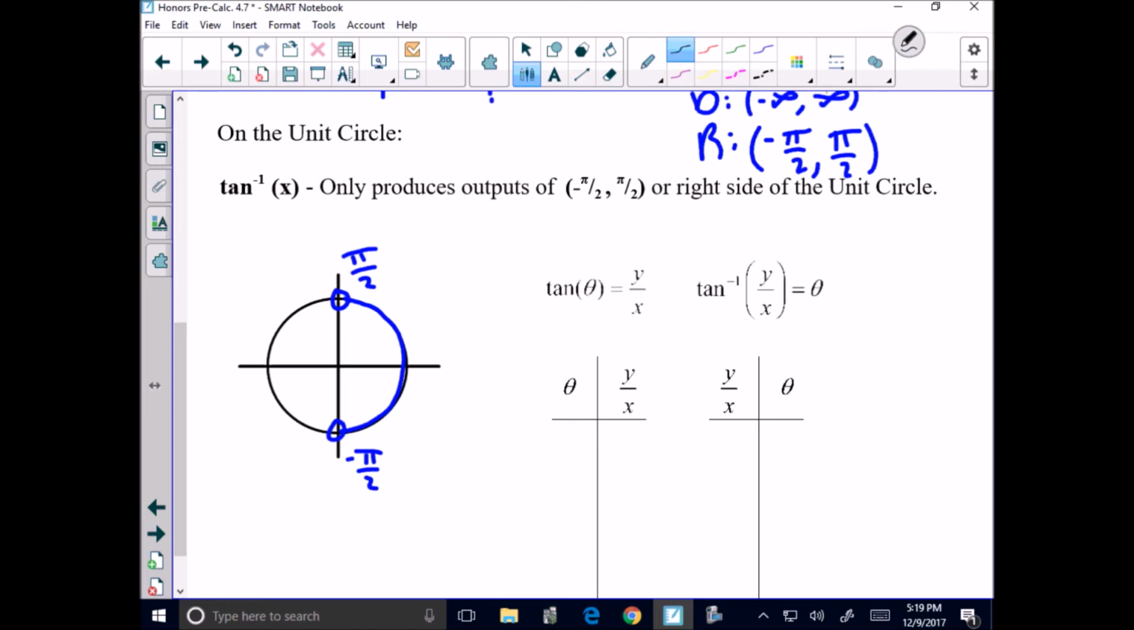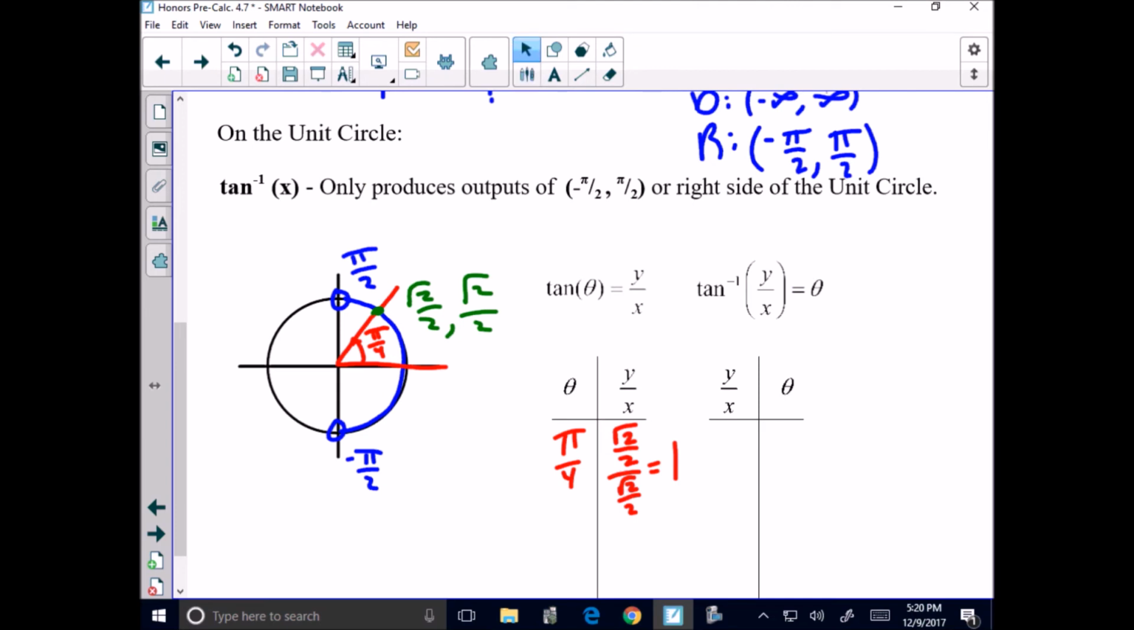So let's go through and evaluate ratios of tan, and then look at how we're going to evaluate inverse tan. So right here, if I have a rotation of pi over 4, that is going to give me that middle stop in the first quadrant, where the ordered pair is square root of 2 over 2 for x and square root of 2 over 2 for y. So right here, tan would evaluate pi over 4 and give us the ratio of the y, square root of 2 over 2, to the x, would also be square root of 2 over 2. And that gives us the output of 1 as the ratio for tan.